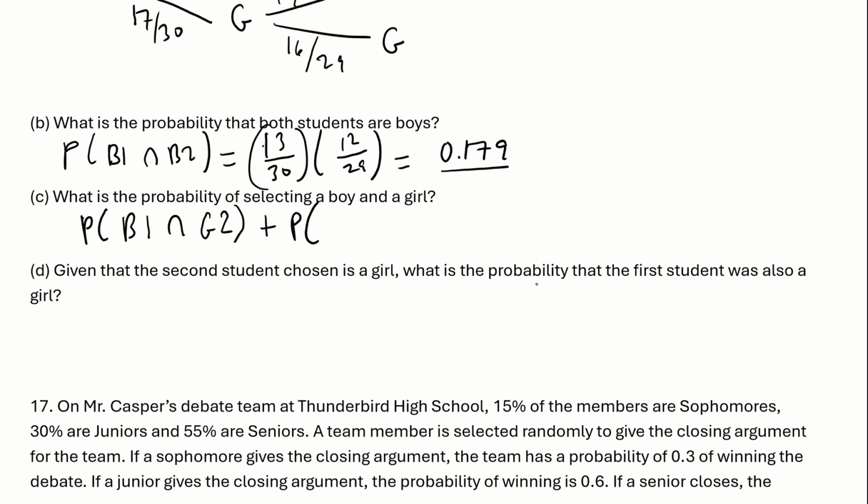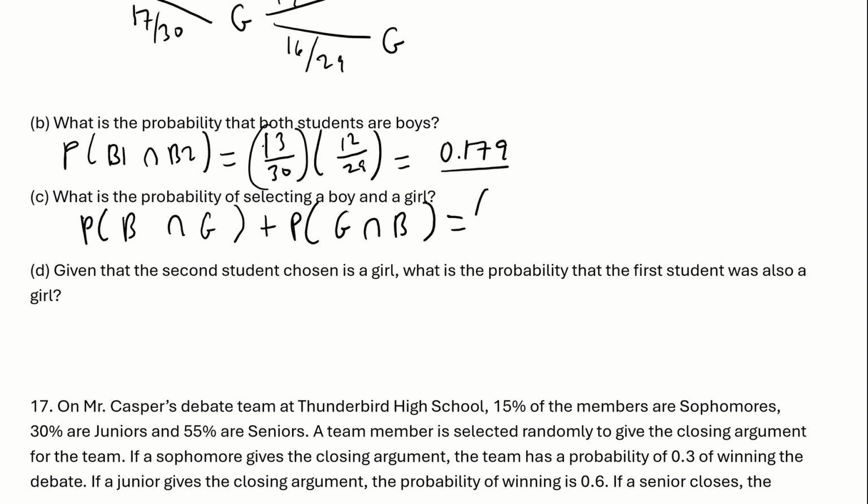Or you can get a girl first and then a boy second. Does that make sense? So you get a boy and girl, plus girl and boy. Okay. So either one of those, boy first then girl, or girl first then boy.